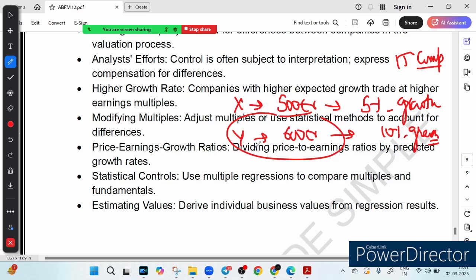There are multiples used for adjusting, and just now we took one example, the P/E ratio. Bigger, better-located and higher-growth companies often trade at a premium. Using the price earnings growth ratio helps make a fair comparison. A statistical model helps remove bias in valuation.